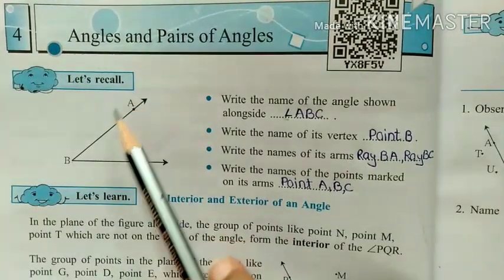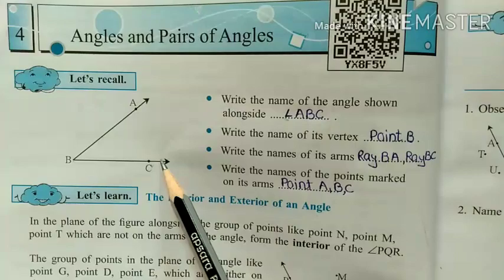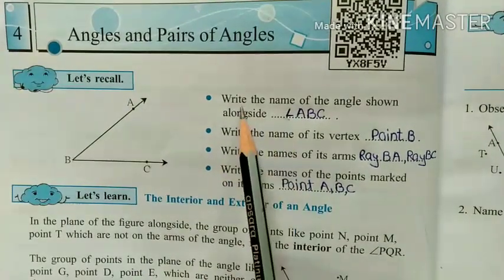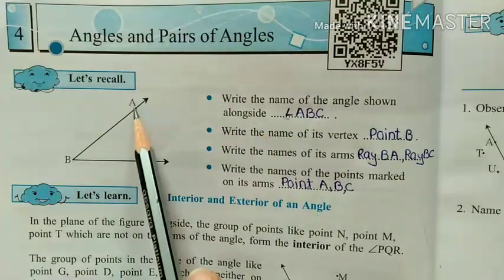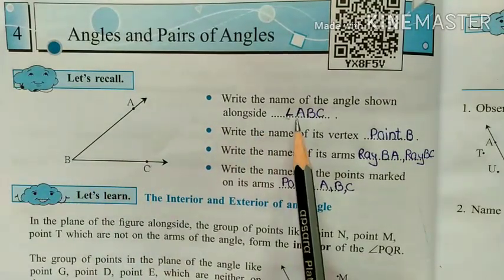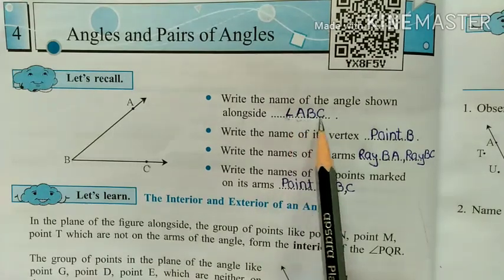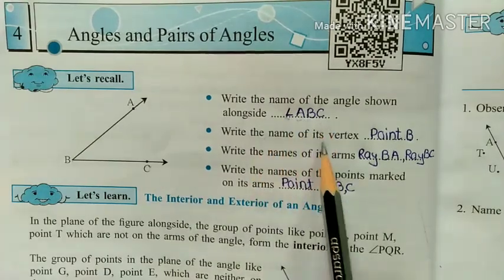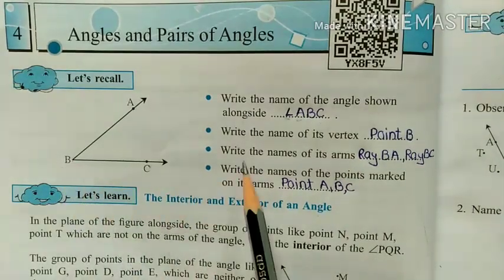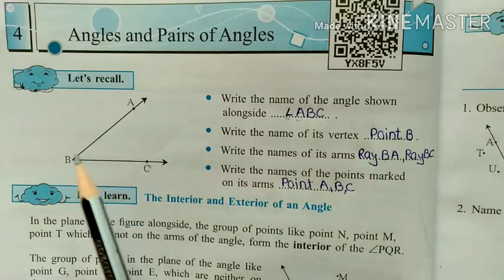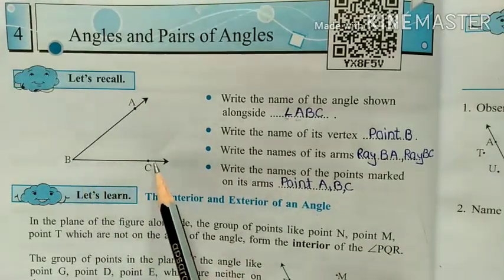Let's recall. Here they have shown a diagram of angle ABC. Write the name of the angle shown alongside. Angle ABC. Write the name of its vertex. Point B. Write the name of its arms. Ray BA and ray BC.